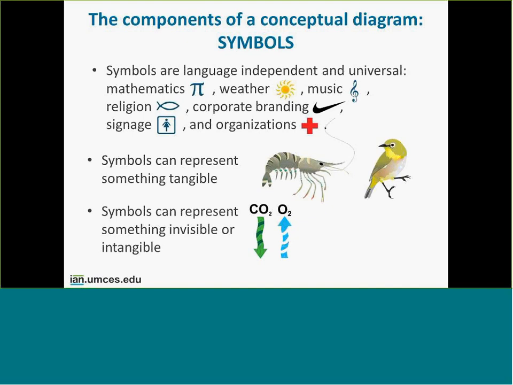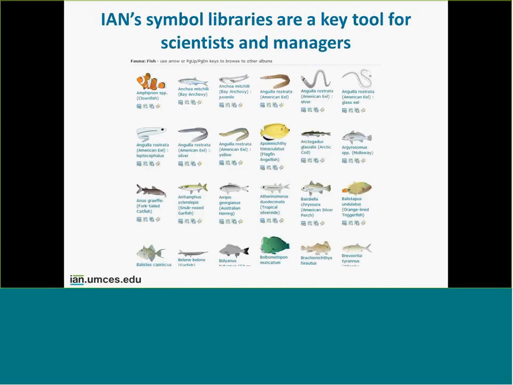And the symbols can represent something invisible and intangible, and this is something that we really focus on: the processes that are happening. To connect those processes in a diagram is really useful. This is just a screenshot of what our symbols look like. They're very useful for scientists and managers because they do focus on ecosystem science, natural processes, things like that. And I think there's at least 3,000 symbols now.